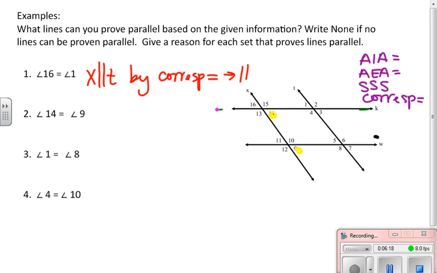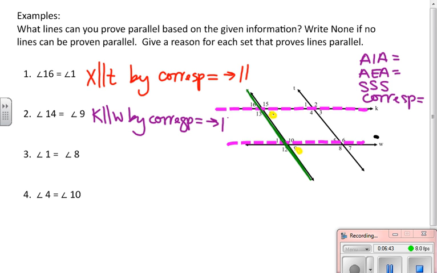What lines are forming them? This line and this line. And it looks like X is my transversal. Now do 14 and 9 meet one of my angle pairs? Yes, they are both corresponding. So this proves that K is parallel to W by corresponding angles equal, implying parallel lines. So it's all relative to each one each time. What angles are forming them and what is the relationship?